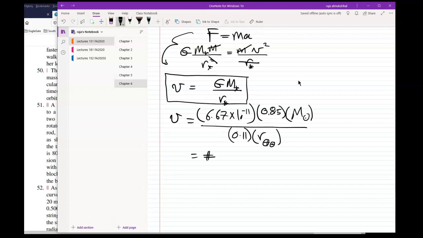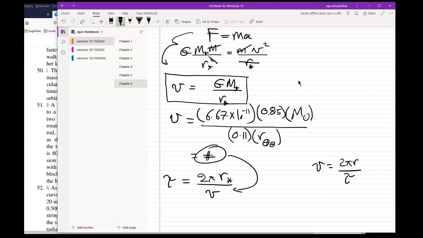And then he wants the period. Well, what is the period? Period is 2 pi r divided by the velocity, correct? Remember, we said the velocity is 2 pi r divided by the period, so the period is that. I already got the velocity right here. You can plug it in there, and then I have everything else, and I can find the period. Not a difficult problem, I hope.